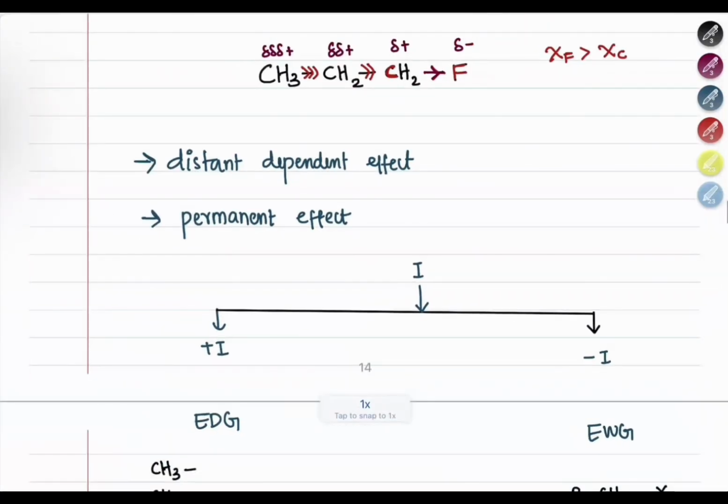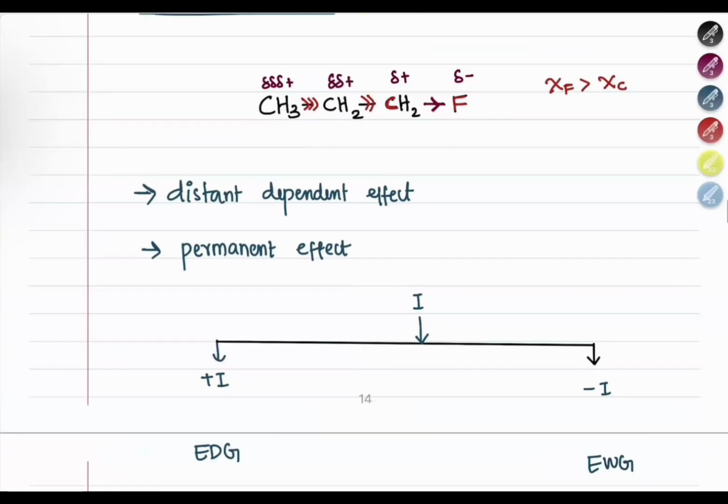Now there are 2 types of inductive effect. Either it can be plus I effect or it can be minus I effect. Plus I effect means an electron donating group is attached to the carbon chain. A minus I effect means an electron withdrawing group is attached to the carbon chain. And to understand these plus and minus signs, think about a carbon attached to a substituent. If the carbon is losing electrons, like the electrons are moving towards the substituent, then that will be denoted using minus I.